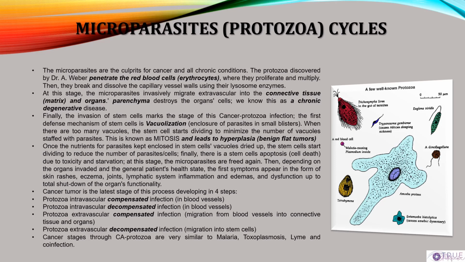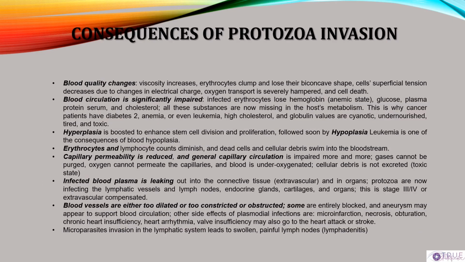The cancer stages caused by this CA protozoa, if you look at them, are very similar to other diseases caused by microparasites such as malaria, toxoplasmosis, Lyme disease, and the many co-infections of Lyme disease. What are the consequences of this protozoa invasion? Well, your blood quality changes, the viscosity increases, the erythrocytes clump and lose their biconcave shape, the cell's superficial tension decreases due to the changes in the electrical charge, and the oxygen transport is severely hampered. That also leads eventually to cell death.